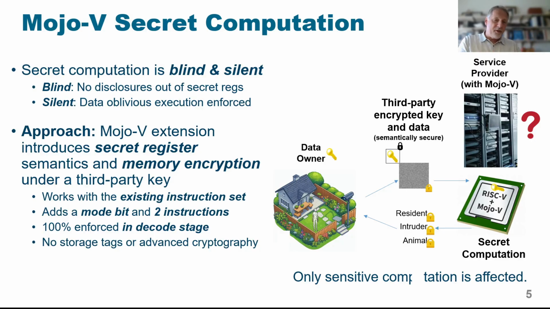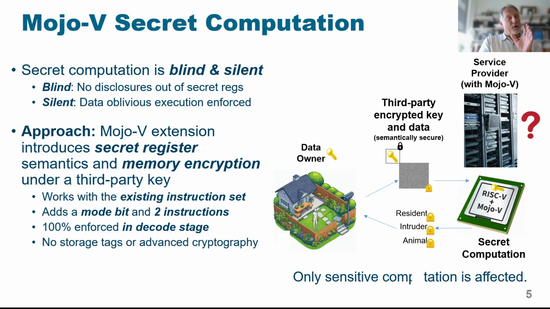When it turns it on, all the computation out of those bottom 4 register file, the secret registers, is under secret register semantics and can only go to and from encrypted third-party memory. All the rest of the registers are just like normal RISC-V. So there's no change to the rest of the machine, and you can easily intermix secret and non-secret computation as you would likely do for any type of large application.